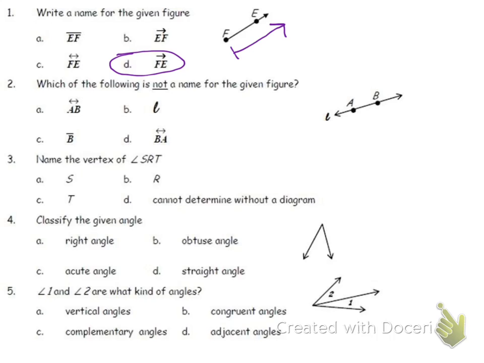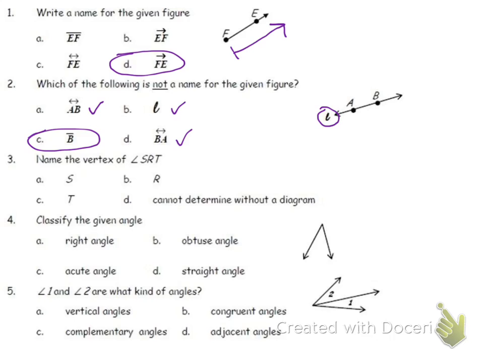Number 2, which of the following is not the name? So I can look at this line here and I can write it with a lowercase script letter, and that's the L. So that one works. I can also use the points on the line, not endpoints, but AB and BA, so that works. C does not work though, just saying a B with a bar above it. First of all, anytime we have a line, we need 2 points or 2 letters, and since it's a line, it should have arrows on it and not just the bar without the arrows.